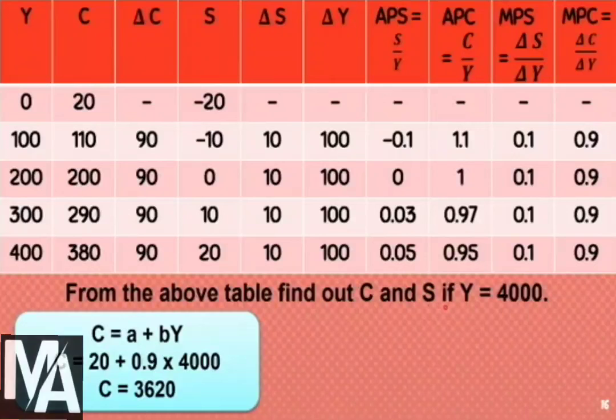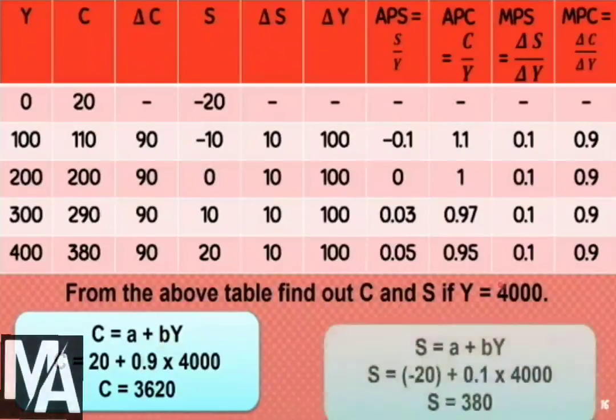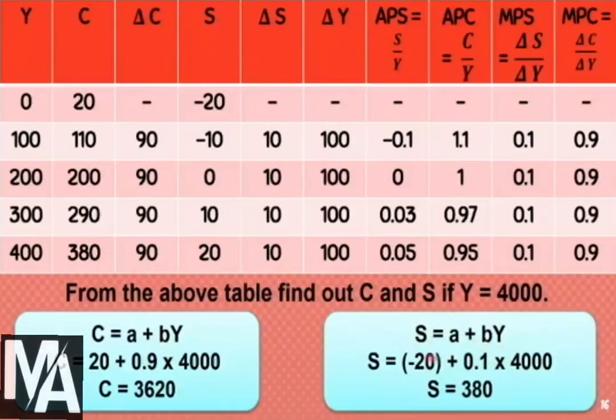The same thing can be done with S. S is equal to A plus B into Y, where S is savings. A is the initial level of savings in this particular table, which is minus 20. And then we have B, that is MPS here, 0.1 into Y. So S is equal to minus 20 plus 0.1 MPS into 4,000. 4,000 into 0.1 is 400, minus 20 is 380. So this is savings here.